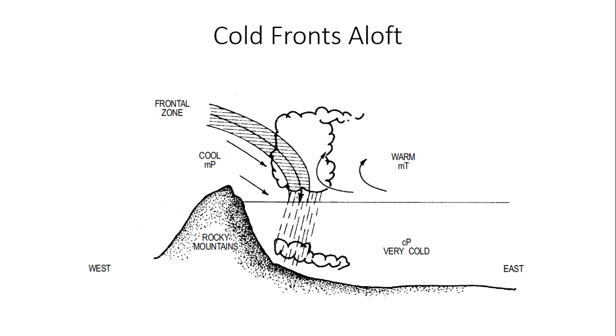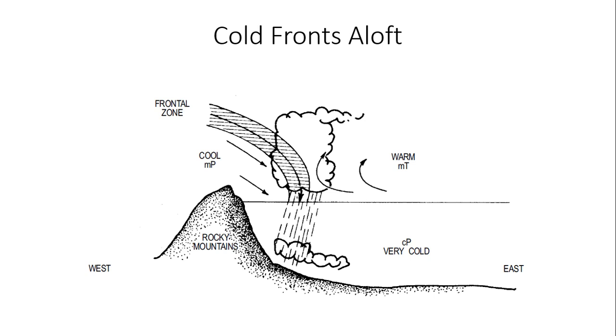But in the wintertime, you may have cool maritime polar air moving in aloft over the Rocky Mountains. At the surface, to the east of the Rocky Mountains, we have this very cold continental polar air mass, which is very cold and dense. And you see this warm maritime tropical air mass, which is the lightest of all the air masses. That tends to rise in the vertical because of its buoyancy or less density.